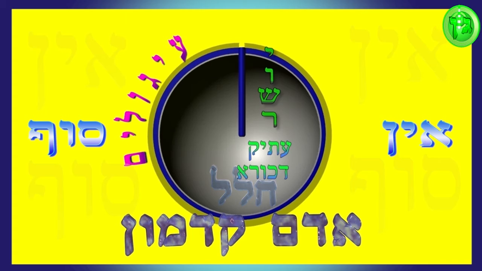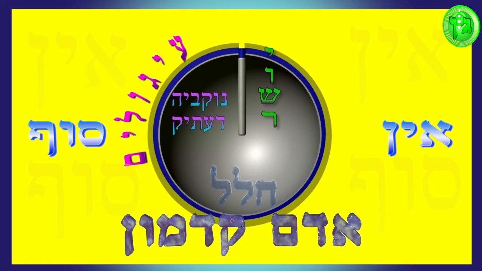The next Partzuf is called Nukvei de Atik, literally the female side of Atik Yumin, as you see here in the color white. First came the circular Igul aspect of this Partzuf, and then its linear Ve-Yosher aspect as well, also in the color white.